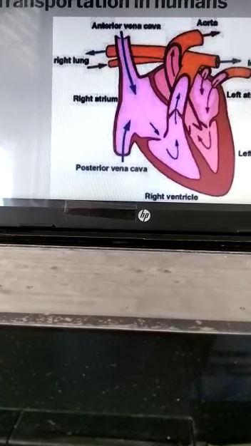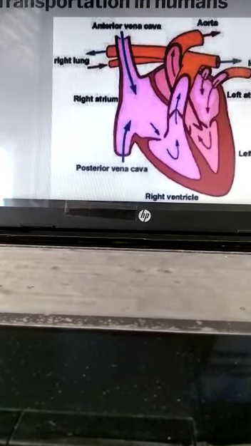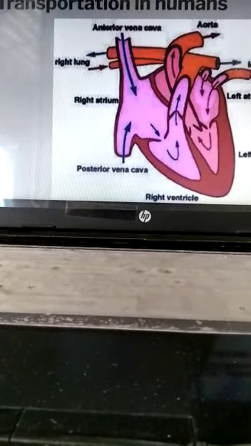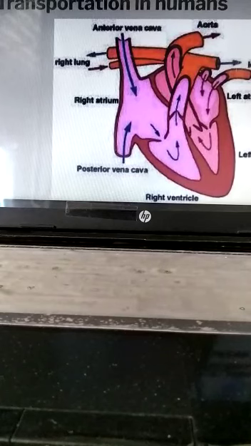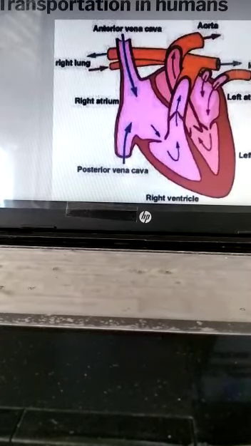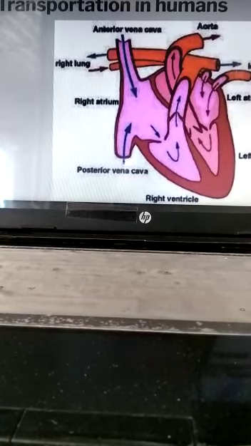The blood circulatory system in human beings is an example of double circulation. A circulatory system in which the blood travels twice through the heart in one complete cycle of the body is called double circulation.